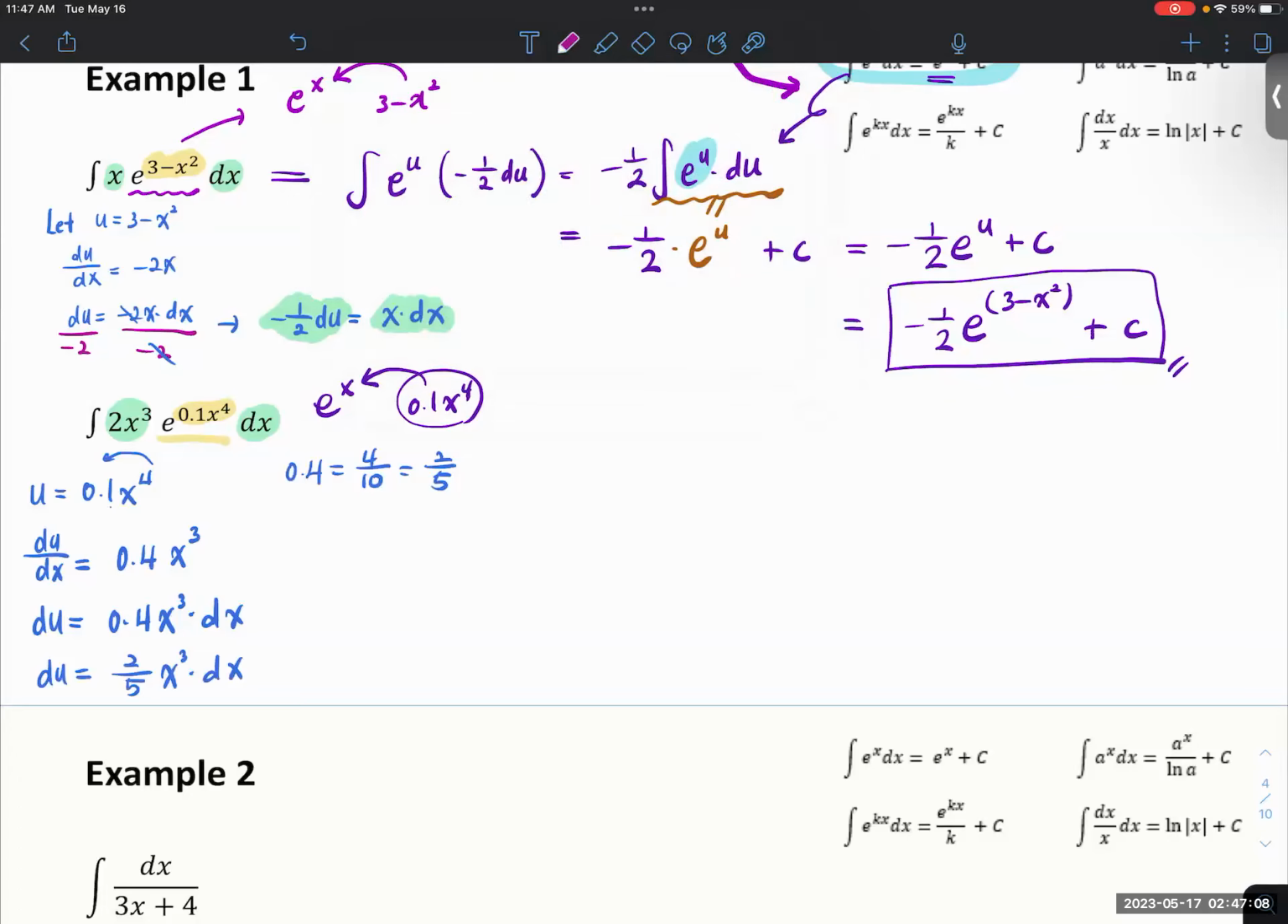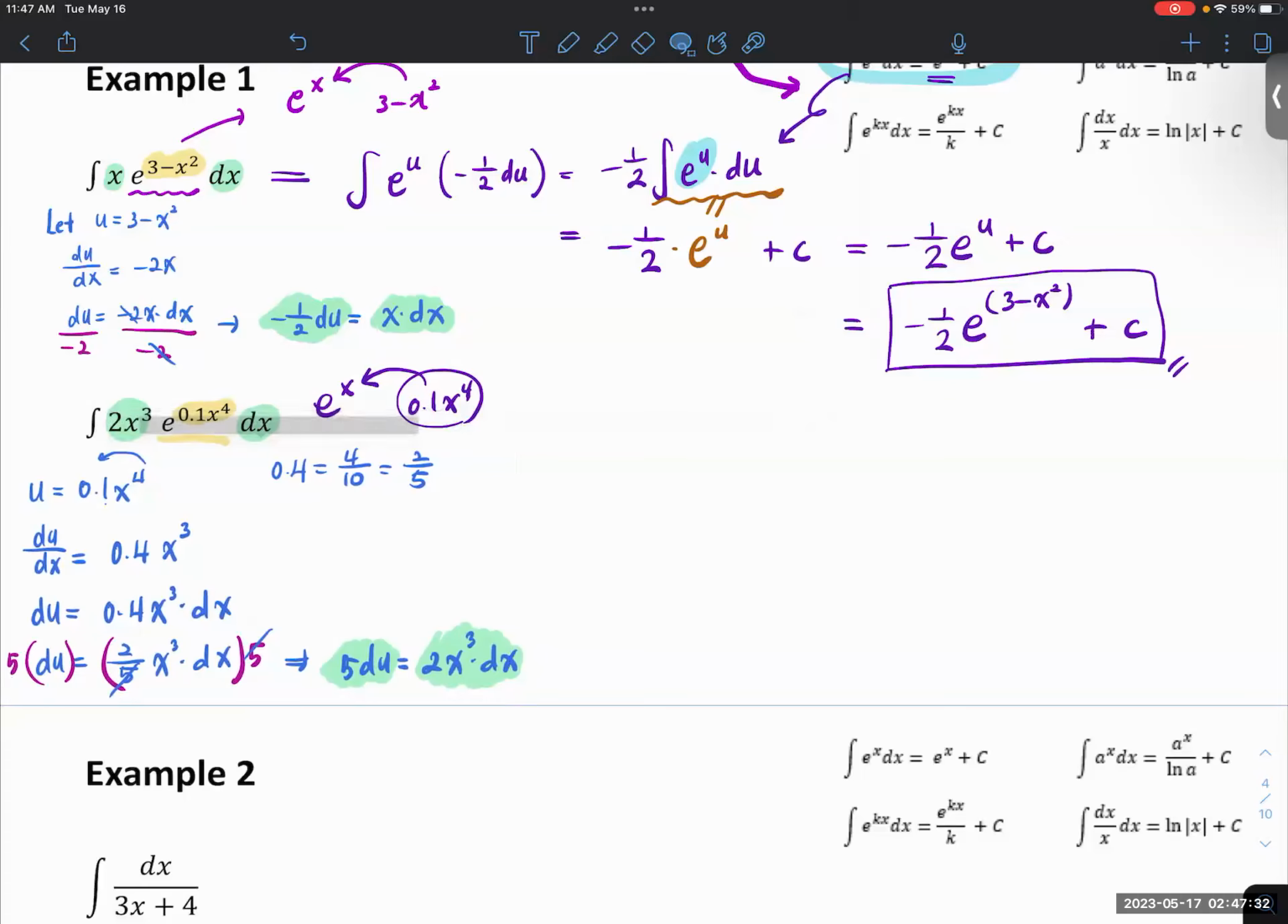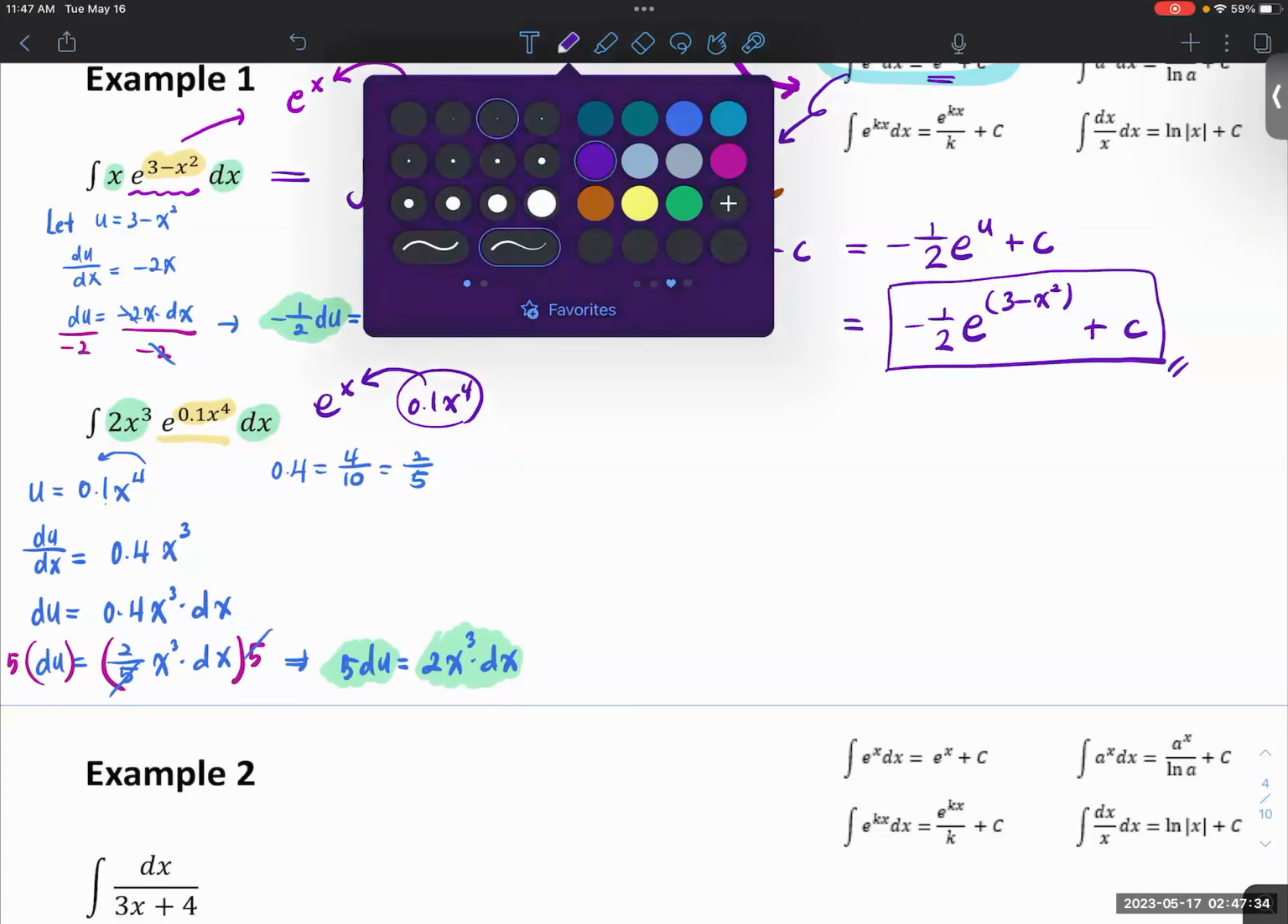You're going to simply multiply by 5 on both sides. You will get this answer. What happened? The 5 and the 5 cancel. Gotcha. So you have 2x to the third dx is 5 du. Beautiful. That's all I need. That's all we need. Good. So now you can continue.